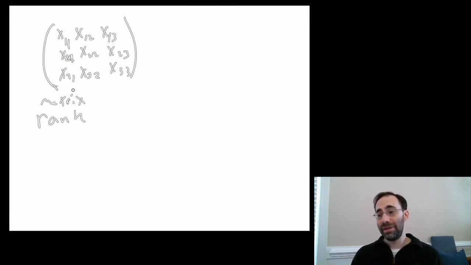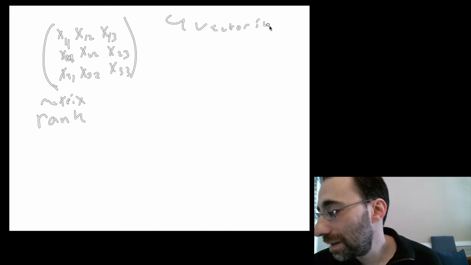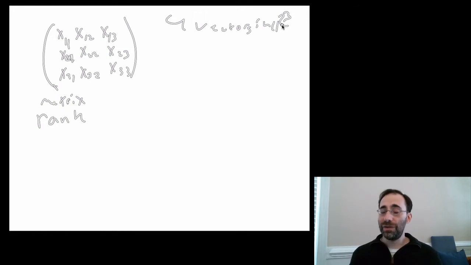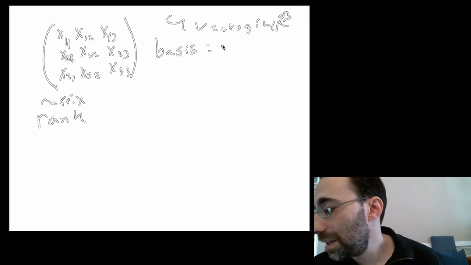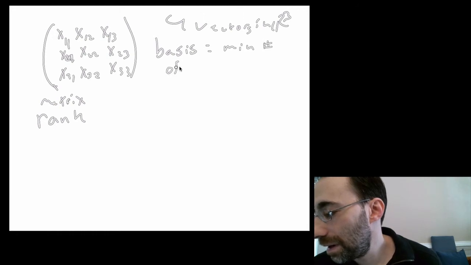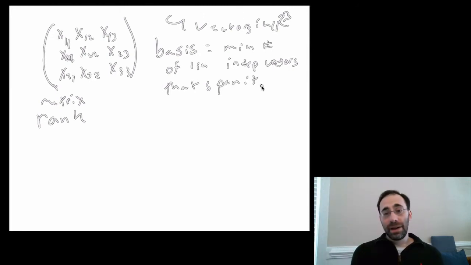Note that you don't have to worry about different numbers of vectors. So if you have 4 vectors in R3, you know that one of them is dependent, right? Because R3 is a 3-dimensional space. Every space has a basis, and a basis, again, is the minimal number of linearly independent vectors that span it. Now, R3 has a basis of 3.